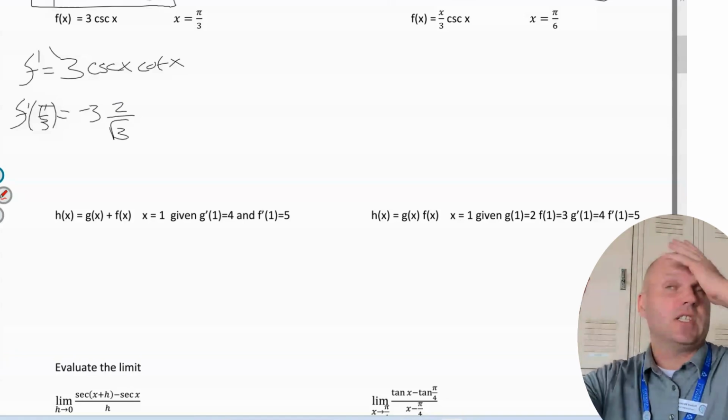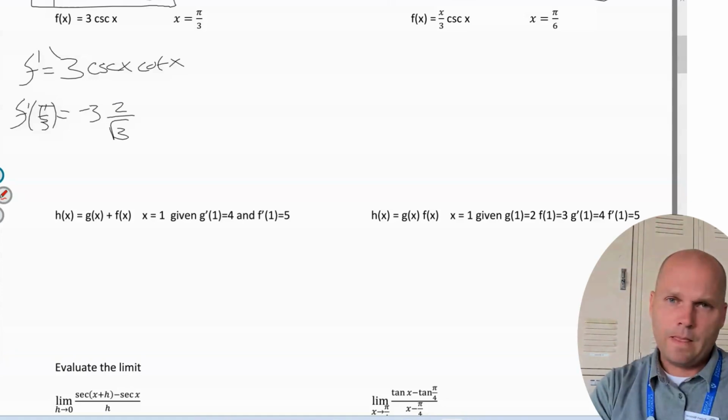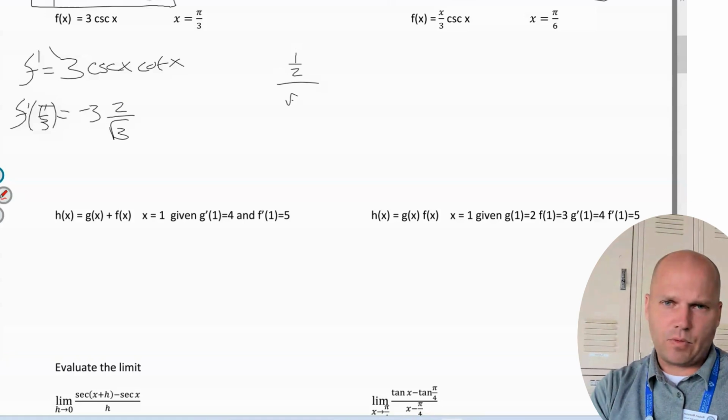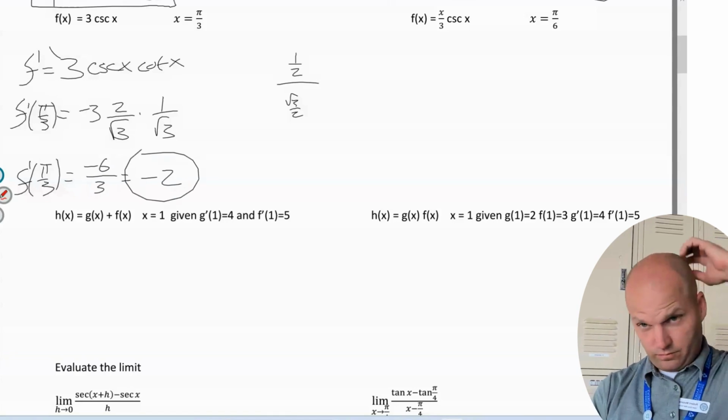Cotangent of pi over 3 is adjacent over opposite, which is a half divided by root 3 over 2. A half divided by root 3 over 2 is 1 over root 3. This is great. I get negative 6 over 3, which is negative 2. Fantastic.